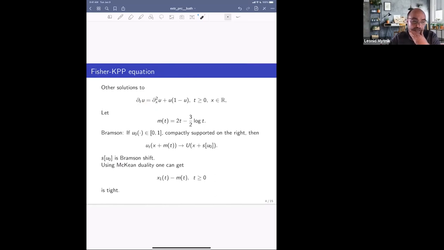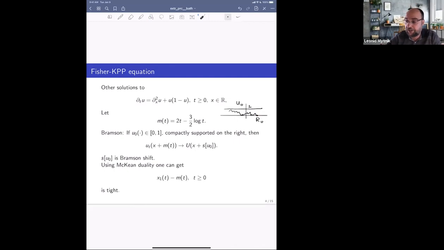So we can think about this equation starting from initial conditions which are compactly supported to the right. If this is 0, 1, I can take the initial conditions such that there is some R0 such that the initial condition for the Fisher-KPP equation equals 0 after a certain point. Okay, these are basic initial conditions.